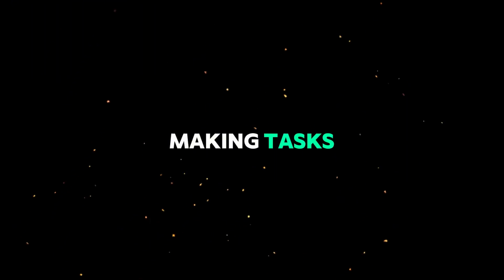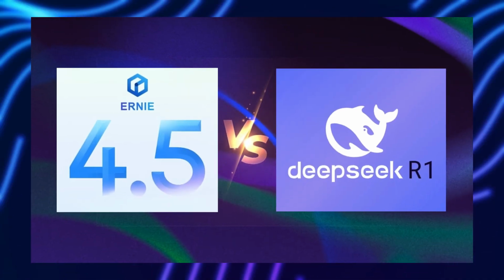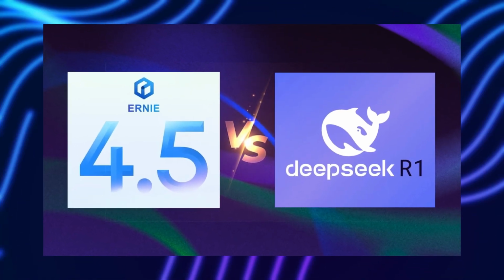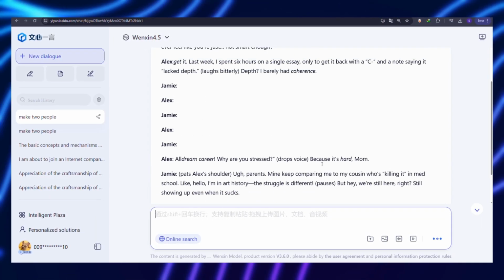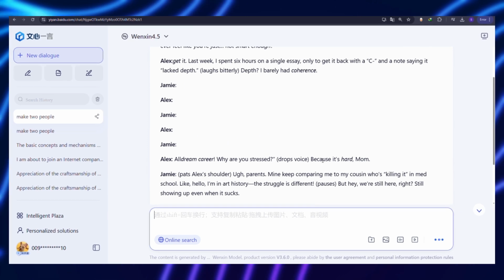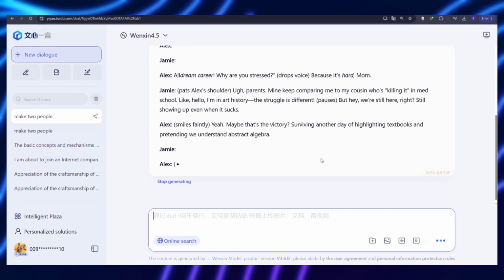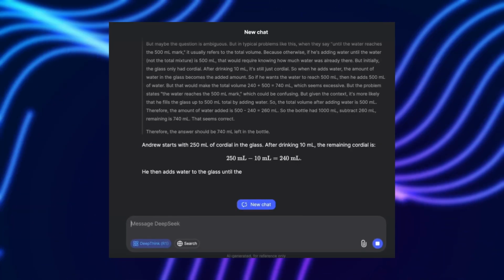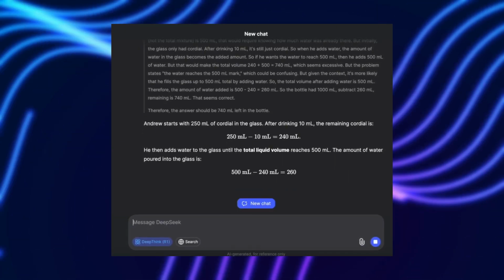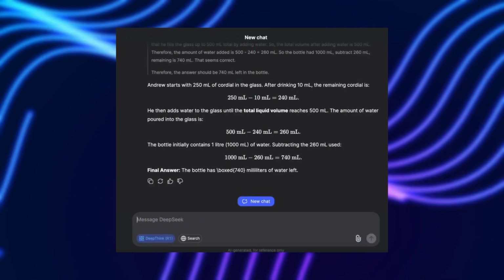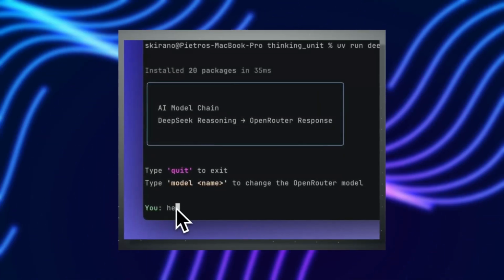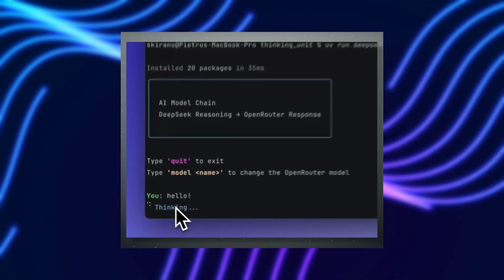decision-making tasks. At the core of their competition is a fundamental difference in philosophy. Ernie 4.5 wants to be an all-encompassing AI that can engage in emotional, humorous, and interactive conversations, while DeepSeek R1 prioritizes accuracy, logic, and structured problem-solving. This divergence makes the comparison between the two models particularly fascinating.